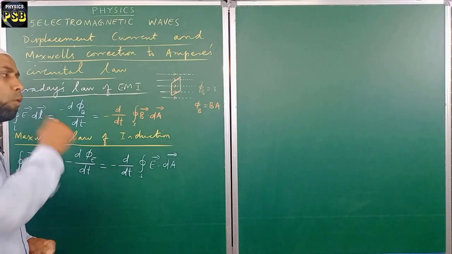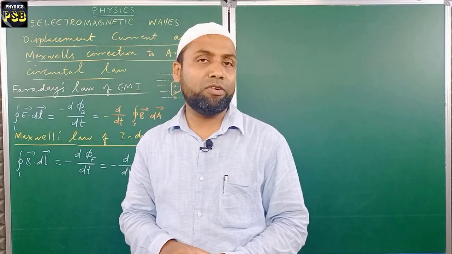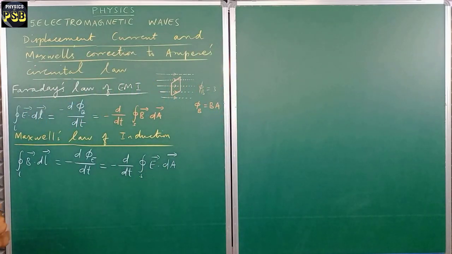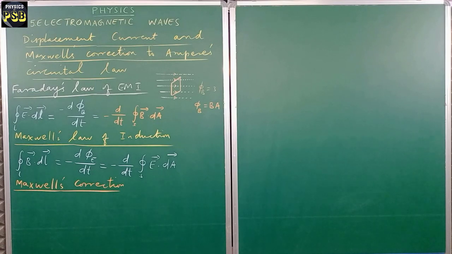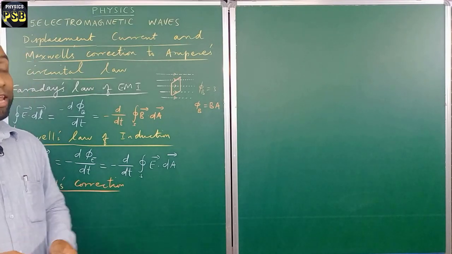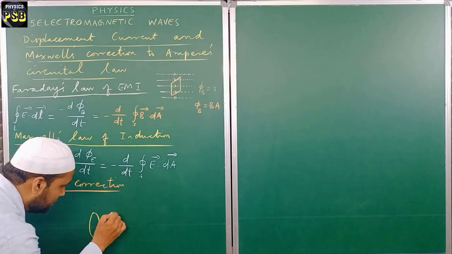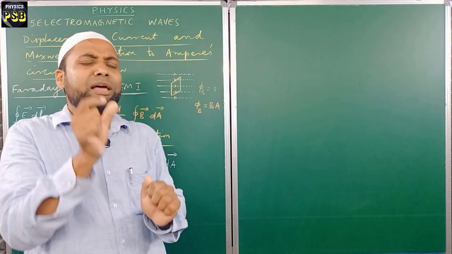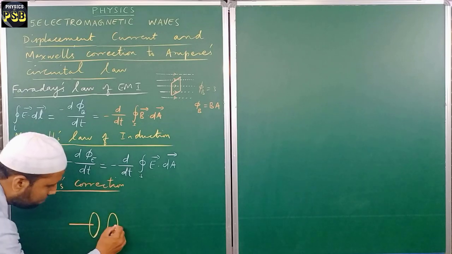Okay. Now to prove that a changing electric field produces a magnetic field, he took the example of the charging of a parallel plate capacitor. Now it won't be wrong if I use this title as Maxwell's correction. What is this parallel plate capacitor? In the first chapter, that is in electrostatics, we have studied about it. A capacitor in which two metal plates or two metal sheets are placed side by side, parallel to each other, separated by a small gap. So here this is one metal sheet, this is another metal sheet, connected to conducting wires.